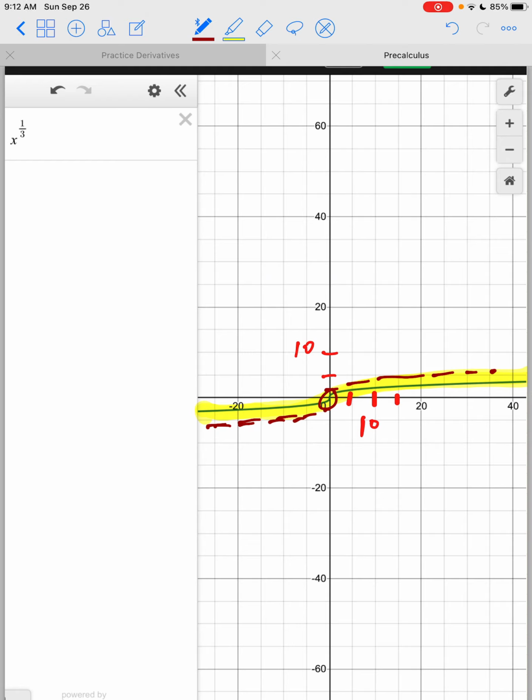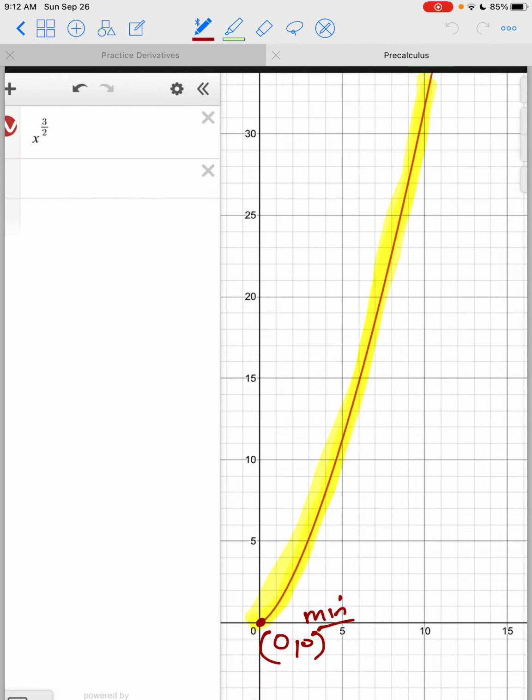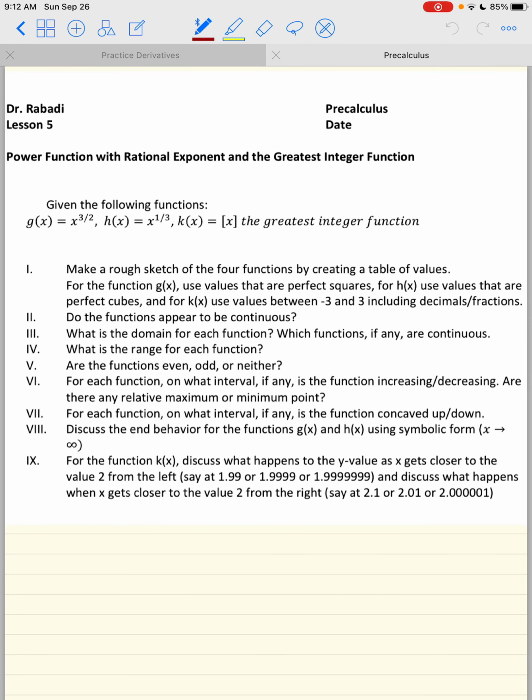And then this is going to be concave down because it's a sad face, and this is going to be concave up because it's a happy face. So because it switches concavity, we have a point of inflection at (0, 0). Okay, so that takes care of that one.